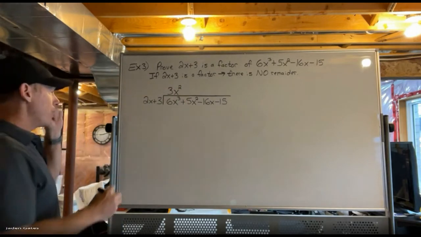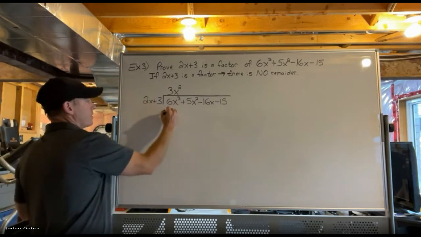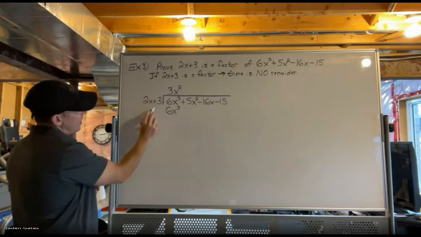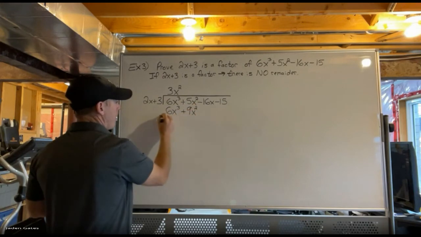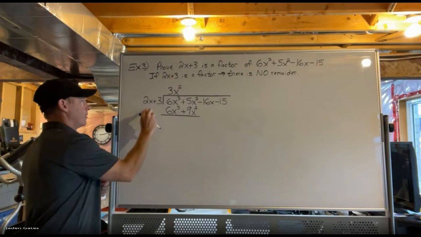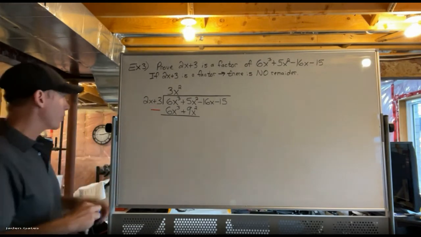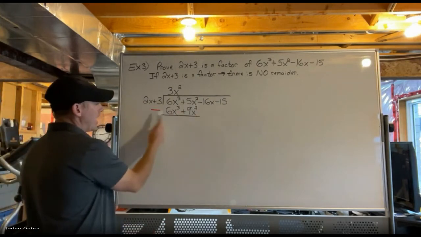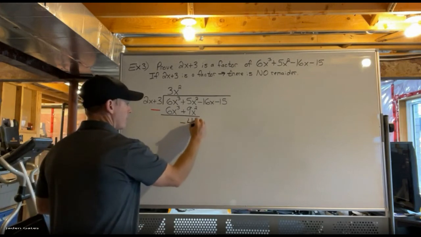All right, so then I go 3x squared times 2x, that is 6x cubed. And then we have 3x squared times 3, which is 9x squared. All right, so this is where we subtract. So I have 6x cubed minus 6x cubed. The cubes are gone. That's the whole point. All right, so now I've got 5x squared minus 9x squared. That's a minus 4x squared.